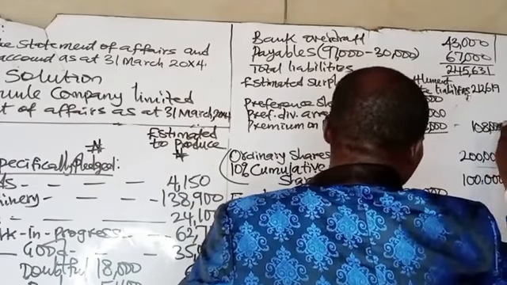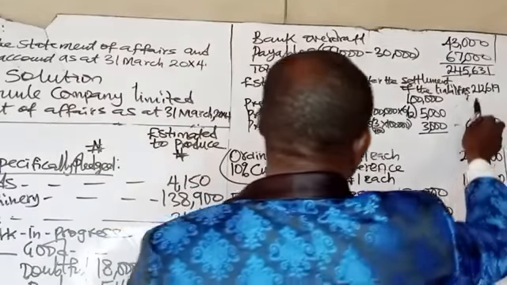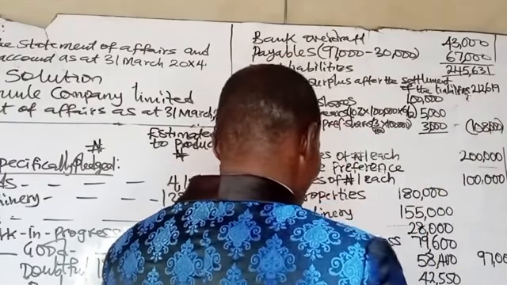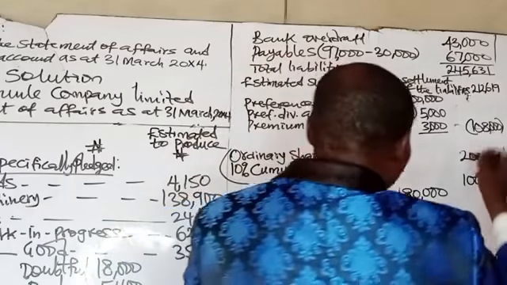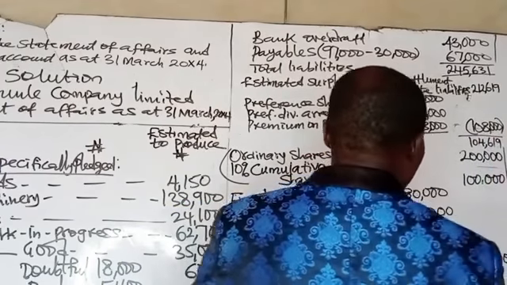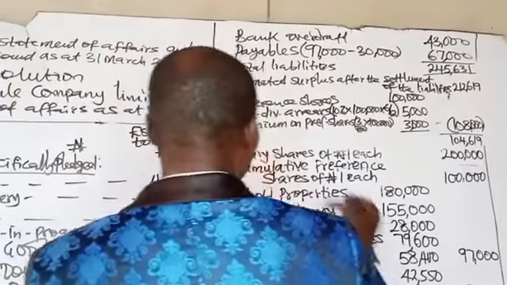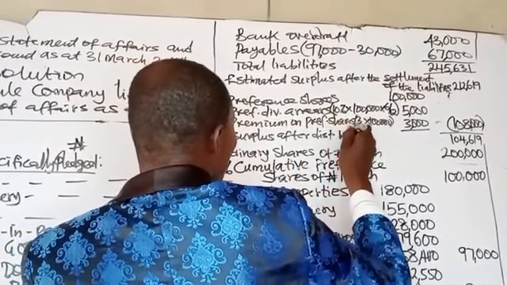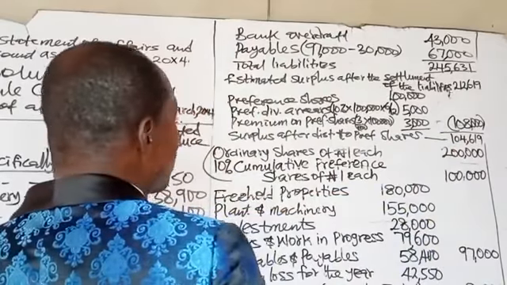If preference shareholders are to receive 108,000, remember the total amount you are left with for distribution to the contributories is 212,619. So if you subtract 108,000 from 212,619, you'll be left with a balance of 104,619. That is the balance available for distribution to the ordinary shareholders. So this is the surplus after distribution to preference shareholders. Then this surplus will be available for distribution to the ordinary shareholders.